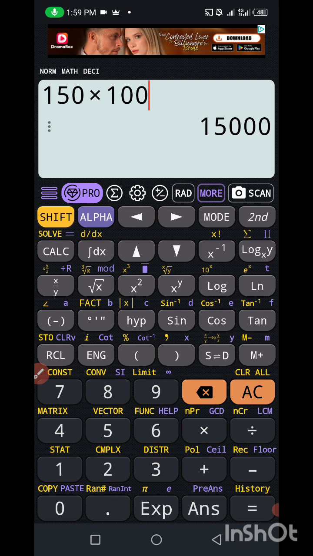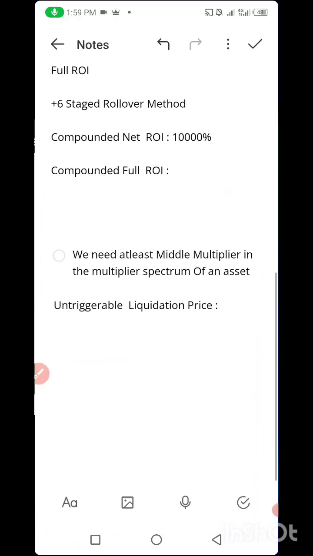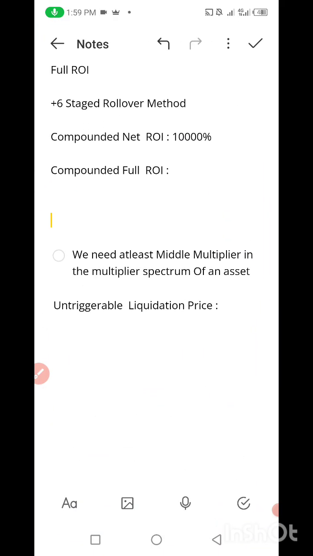I'll be ending this video. So we need at least a middle multiplier in the multiplier spectrum of an asset, and then we have an untriggerable liquidation price. So there's nothing like liquidation. Our liquidation price is there for celebrity, meaning that there is no liquidation. So that's cool. Thank you and bye for now.